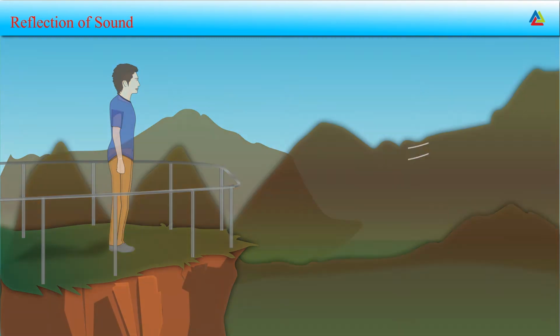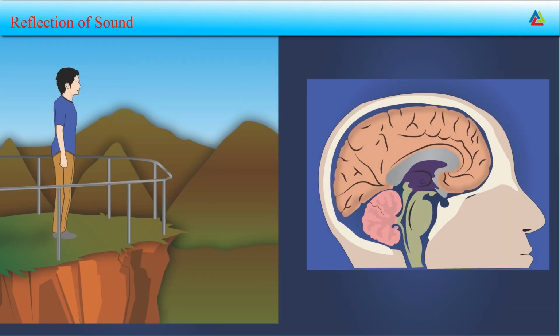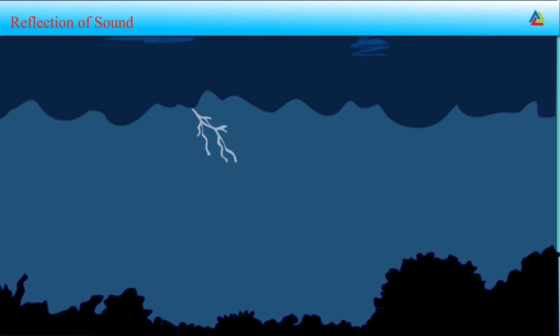The sensation of sound persists in our brain for about 0.1 second. To hear a distinct echo, the time interval between the original sound and the reflected one must be at least 0.1 second. Echoes may be heard more than once due to successive reflections. The roaring of thunder is due to successive reflections of the sound from a number of reflecting surfaces, such as the clouds and the land.